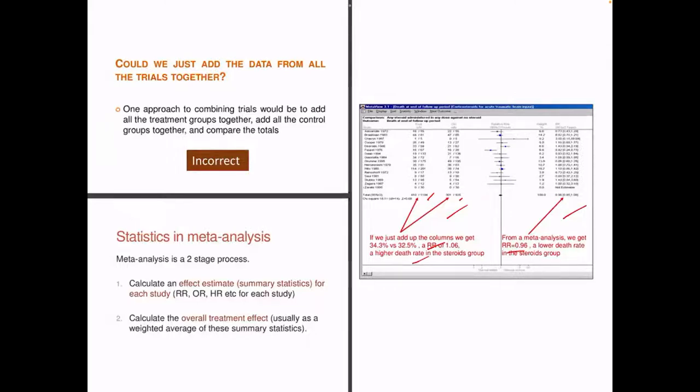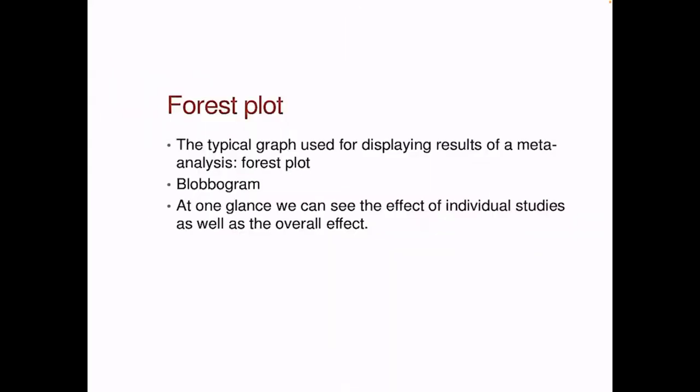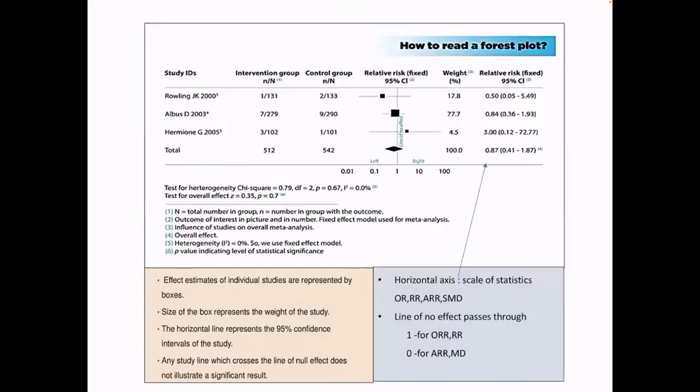How does this happen? Because the meta-analysis is a two-stage process. One calculates an effect estimate, that is the summary statistic, that is the RR, OR, or HR, etc., for each study. And then an overall treatment effect is calculated through the weighted average of these summary statistics. This is displayed in the form of a forest plot, which is a typical graph used for displaying the results of meta-analysis. It is basically a blobbogram which gives in one glance the results of the study.